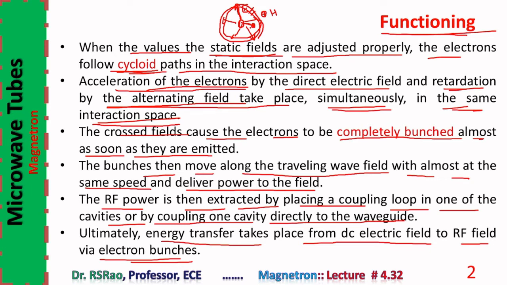Before moving further, one point is required to be mentioned here. The purpose of the static electric field is to accelerate the electrons, to energize the electrons. The purpose of the static magnetic field is to focus the electrons. The purpose of the rotating RF field is to accept the energy by retarding the bunch movement. During retardation, energy transfer takes place from the electron to the RF field.